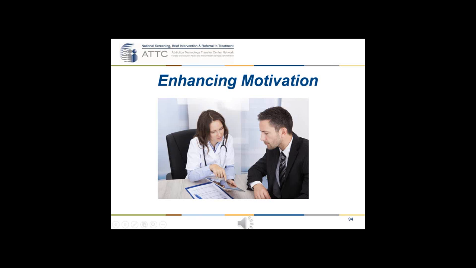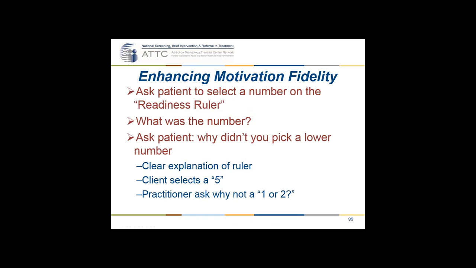Okay, so basically, she asked him the readiness ruler question along with the follow-up question. She did a great job of explaining the ruler clearly. The client selects a 5, and she asks why a 5 and not a 1 or 2, which is really designed to elicit some possible reasons for considering change. So follow that step. Check.